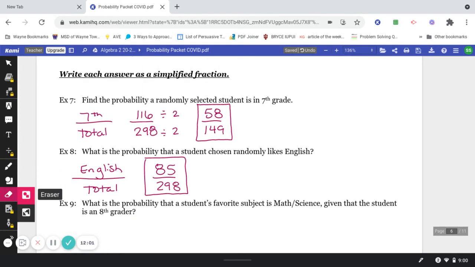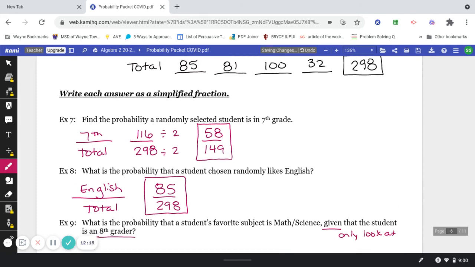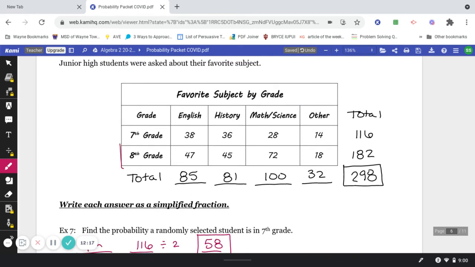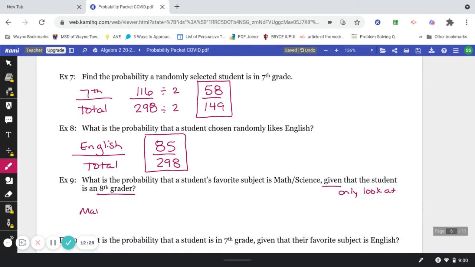Right, my next problem. What is the probability that a student's favorite subject is math or science, given that the student is an 8th grader? Remember, given means only look at the 8th graders. So, only focus on your 8th graders. This is the only place you're going to be able to pull any information from, is just the 8th graders. So we want math or science, but only looking at the 8th graders.